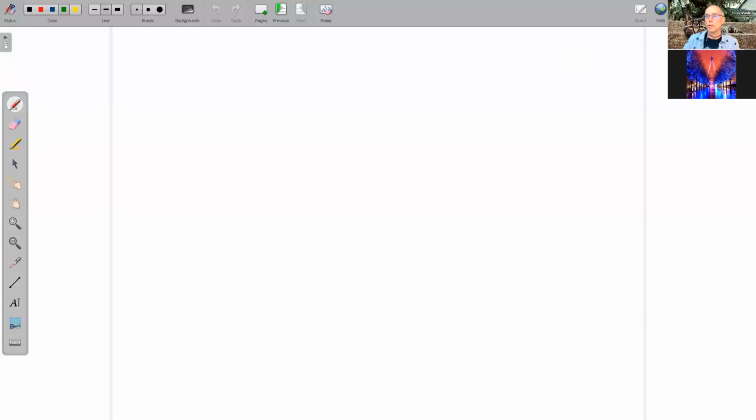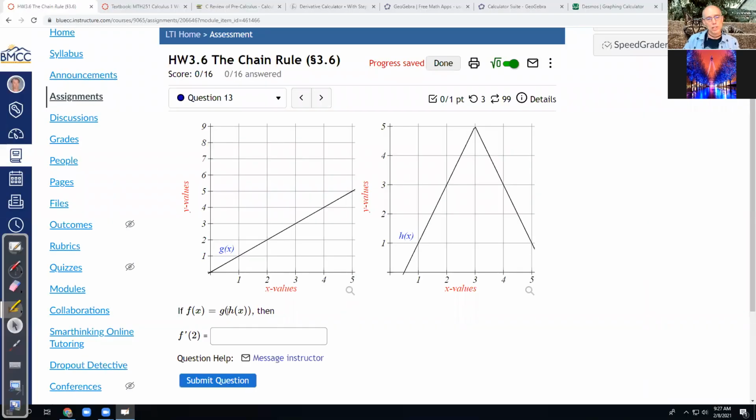We are looking at problem number 13. We have a function composition. G is the outer, H is the inner, and we want to evaluate that at 2. So first, let's write down the calculus, and then we'll try to figure it out from the graphs.